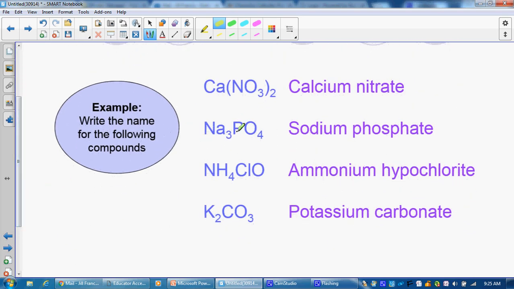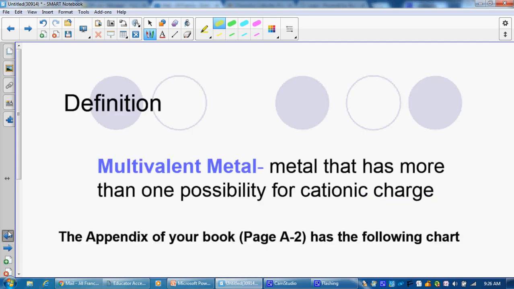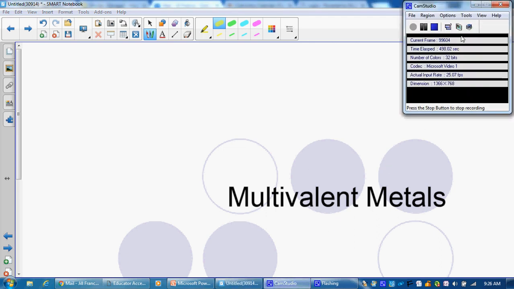Okay, so we've got calcium nitrate, sodium phosphate, and remember again this is our ammonium, and this is hypochlorite. The ClO, it's not Ci, it's ClO, is hypochlorite. And then potassium carbonate. Okay, now we're going to have to pause, and I'll make a second video for our multi-valent metals.